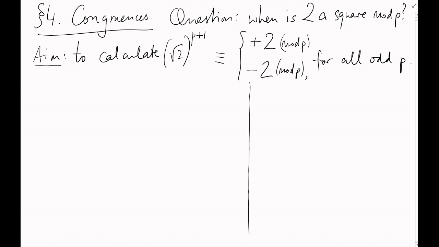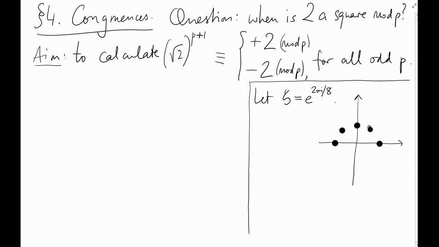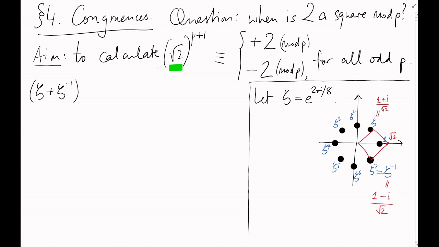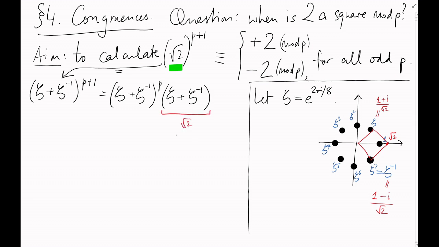Now here's the trick. Let zeta be e to the 2 pi i over 8. That's a primitive 8th root of unity. I'm going to draw zeta and the powers of zeta in the complex plane over here. Now zeta is (1 plus i) over root 2, and zeta inverse is (1 minus i) over root 2, so their sum is root 2. Let's substitute that into this expression up here. We get (zeta plus zeta inverse) to the power of p plus 1, which is (zeta plus zeta inverse) to the p times (zeta plus zeta inverse).